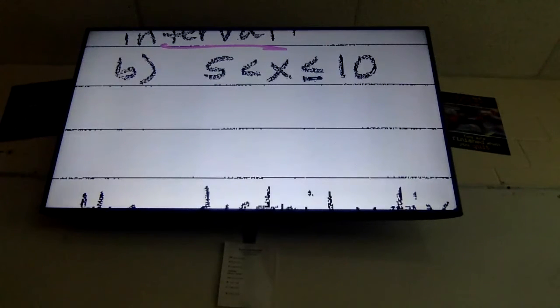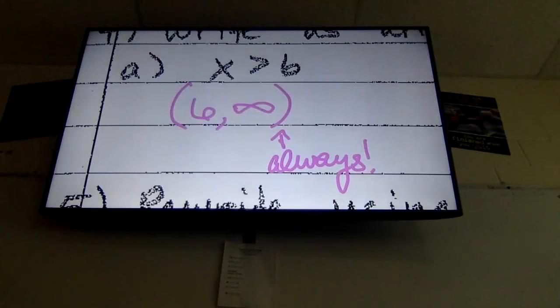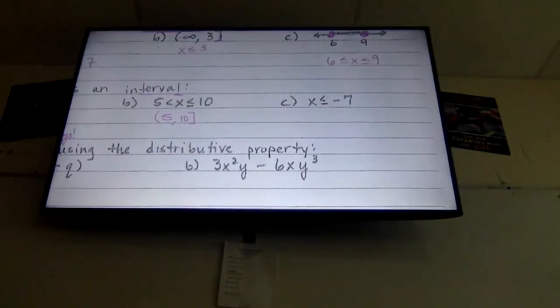Somebody else help me with the next one. Yeah, Max. I did parentheses 5, and then a little comma, and then a 10 with the bracket. 10 with a bracket. Good. Everybody good with Max? Zach? For number 4, does it matter if you put infinity first or? Great question. Let's put it second because it says it's greater than, so I want the biggest number to always go second. Great question. Everybody good?